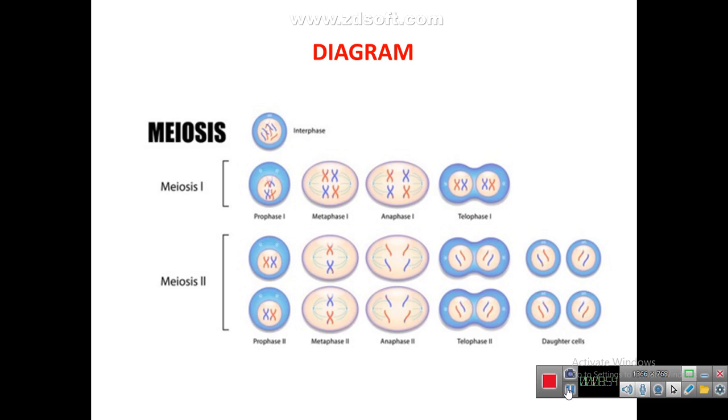Significance of meiosis. First, it helps in the formation of sex cells, egg and sperm, having half the number of chromosomes as their parent cell has. Another significance: the crossing over takes place in the prophase 1 stage of meiosis. It helps in the genetic variation.